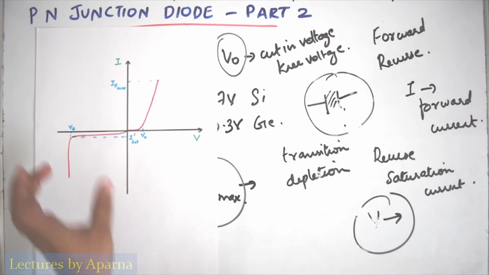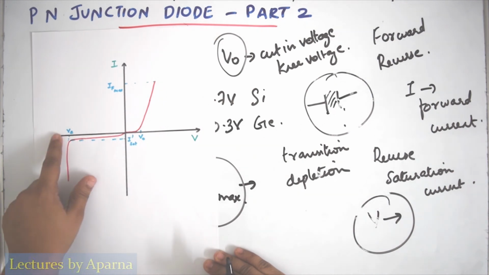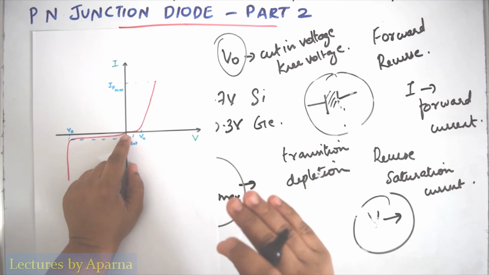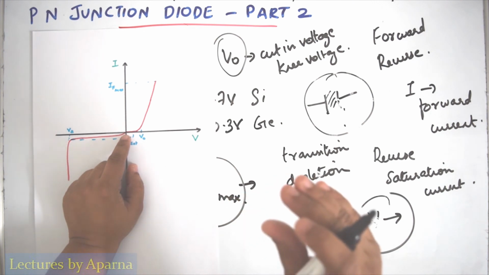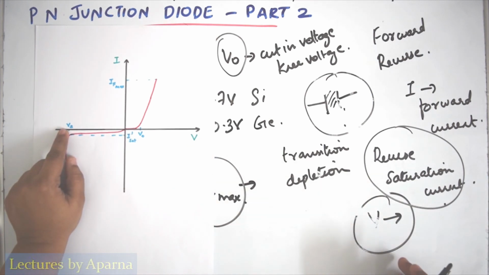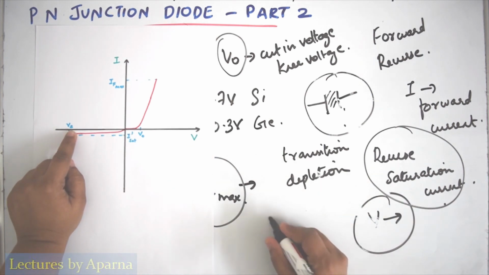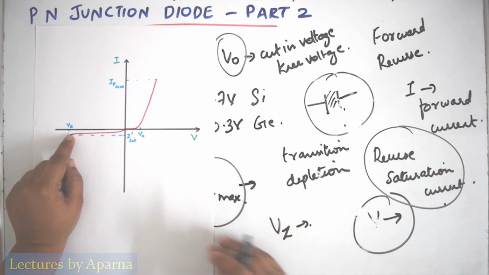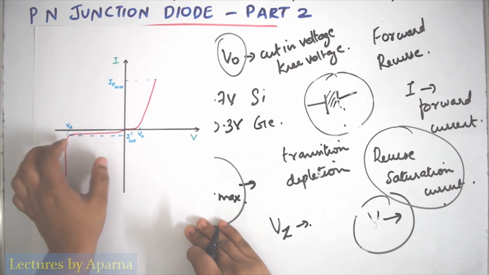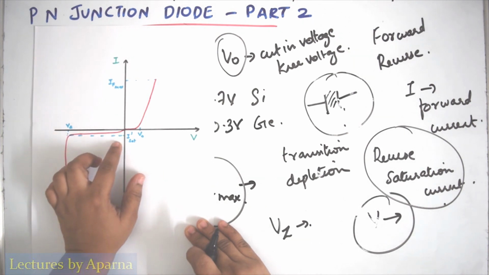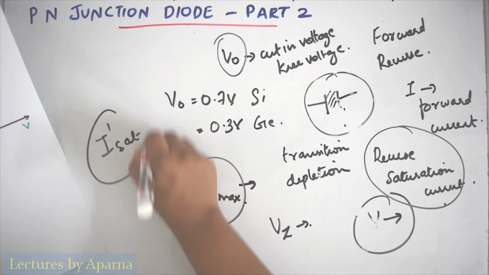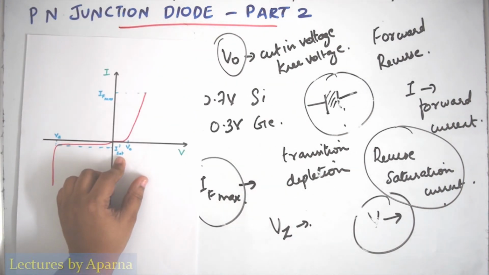Now what about the reverse bias condition? In the reverse bias condition, the voltage will be negative. So there will be current flow due to the minority carriers. So there will be a reverse saturation current up to a particular voltage of Vz. Vz is the breakdown voltage. So at breakdown voltage, the current increases rapidly, but up to that the current remains almost constant, and this current is known as I dash sat, the reverse saturation current.